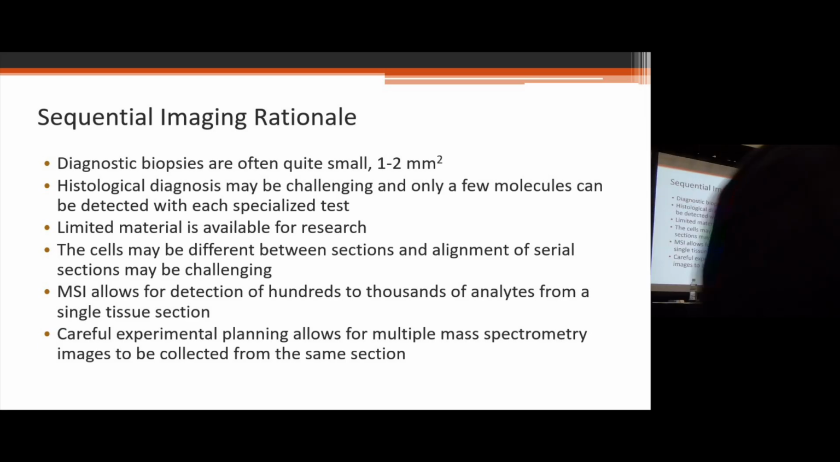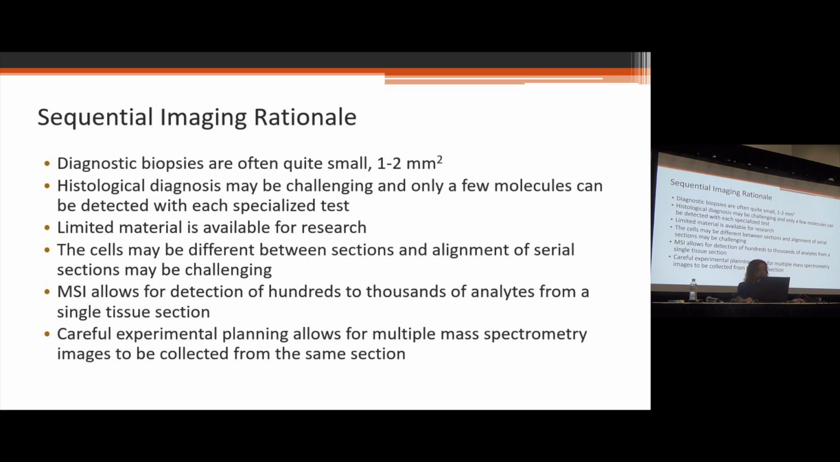Now, as of course all of you know, mass spec imaging allows us to detect hundreds to thousands of analytes from a single tissue section, so we can get a lot more information from one section of tissue. And if we carefully plan our experiment, we can do multiple mass spectrometry images from the same tissue section.